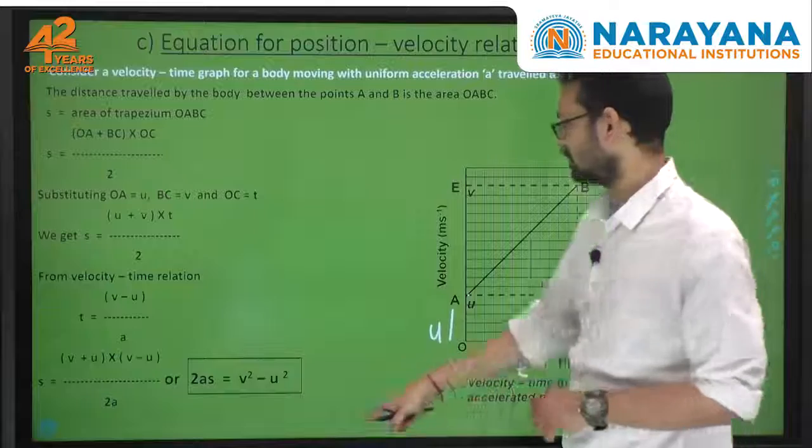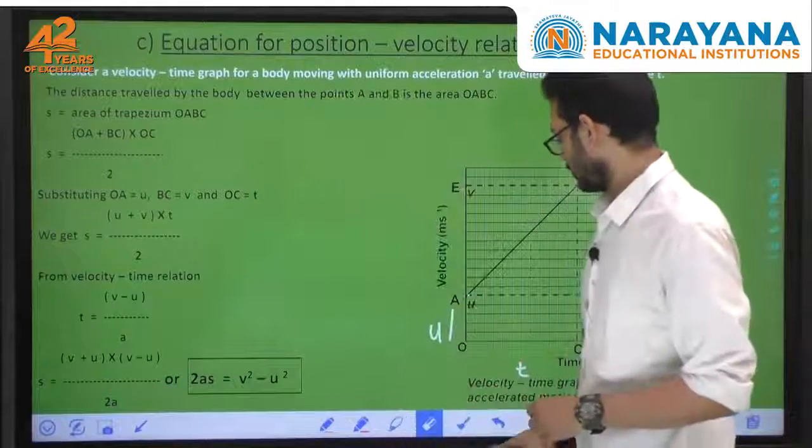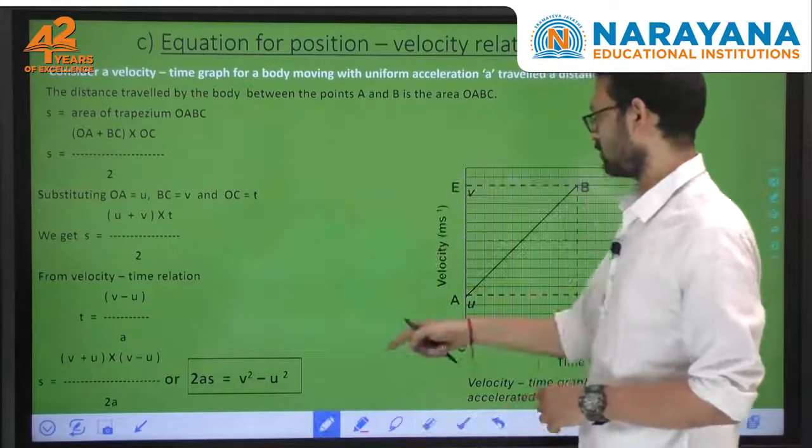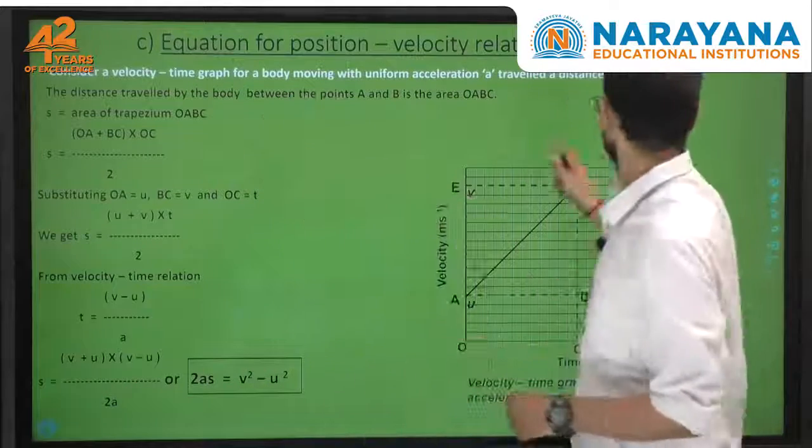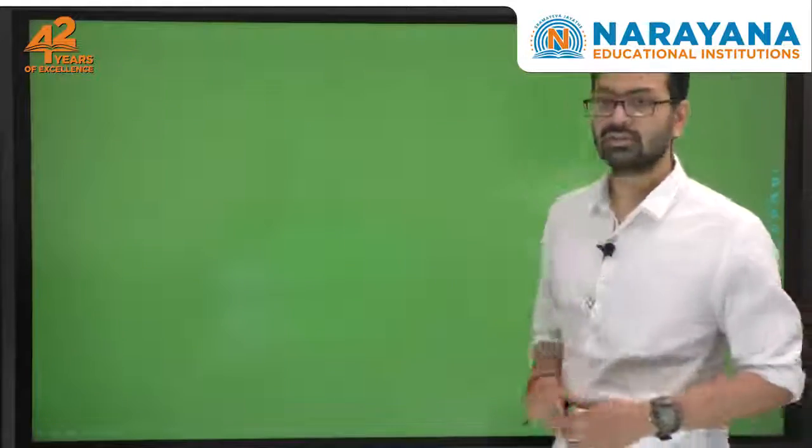Now I hope this is helpful, and you might be getting the relationship clearly. The relationship V square minus U square is equal to 2as is clear for you all.